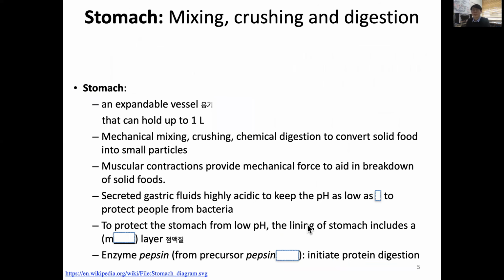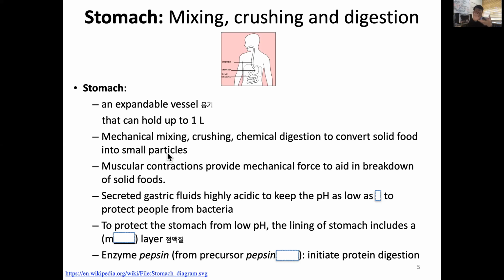So let's talk about the stomach first. So what is the stomach? Everyone knows, it mixes and crushes the food, and then some digestion happens. So here's the location of the stomach. You can see from the mouth through the esophagus, at the end, there's a stomach here. And what's interesting is the stomach is kind of an expandable vessel that can hold about 1 liter of volume. And there comes mechanical mixing, crushing, and chemical digestion to convert solid food into small parts.